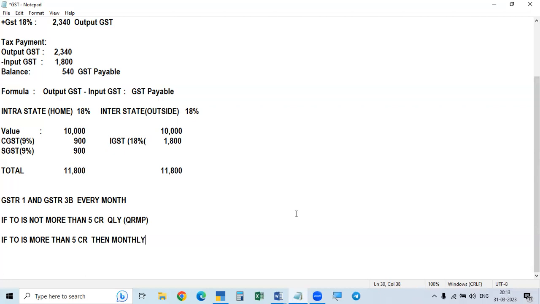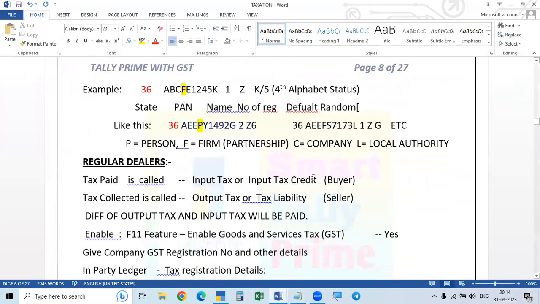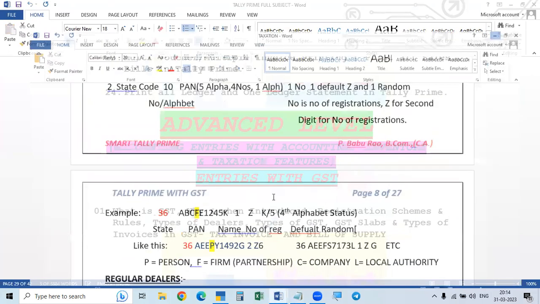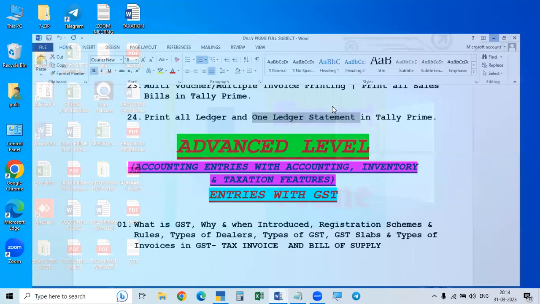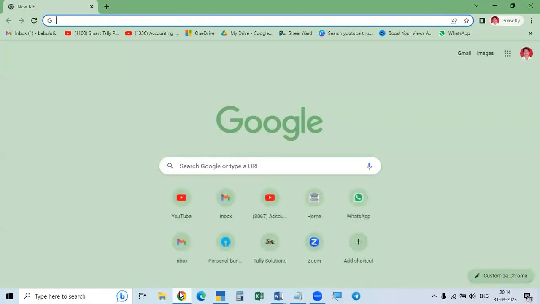Okay. Then what about the registration? Depending on the turnover, that is the threshold limit and all this, if you want to get registration, you have to get registration. So how will you get the registration? There is one portal, one site.